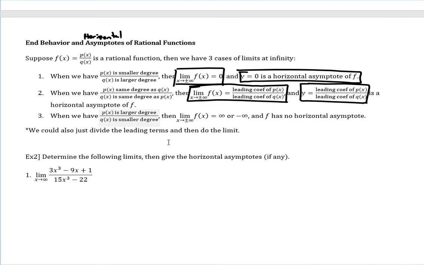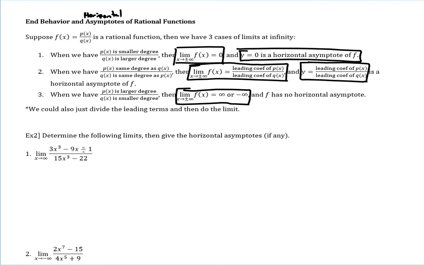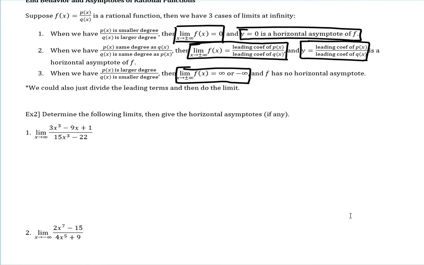And then our last case, when we have p of x is larger, so the top one being a larger degree than the bottom, then our answer is still going to be infinity or negative infinity. We will not have a horizontal asymptote. Okay, we could also use a calculator. We could also do this type of division. It's all up to us. Okay, so let's show these different ways.